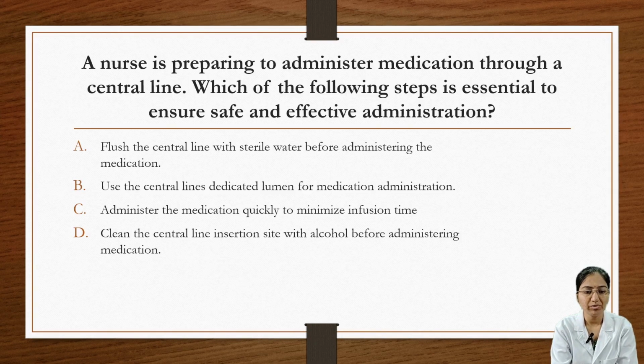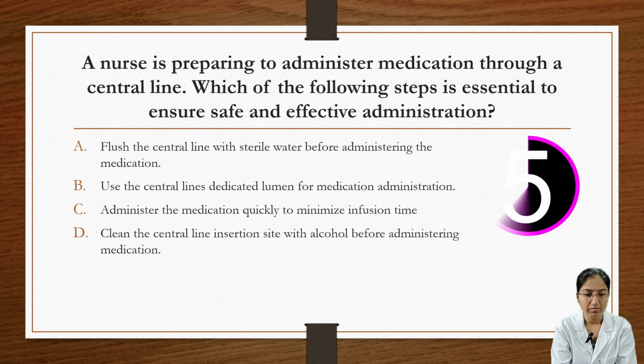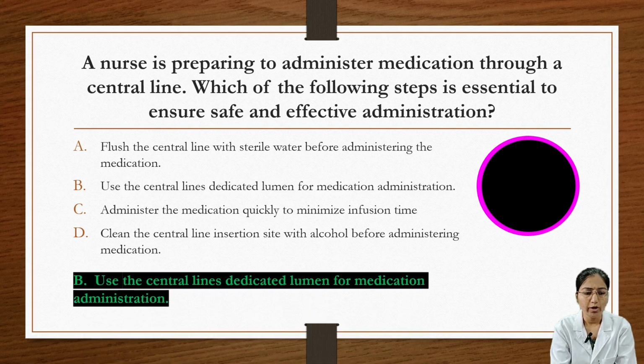A nurse is preparing to administer medication through a central line. Which of the following steps is essential to ensure safe and effective administration? Options are given. Right option is B, that is use the central line's dedicated lumen for medication administration.